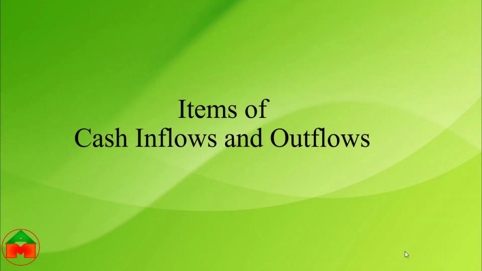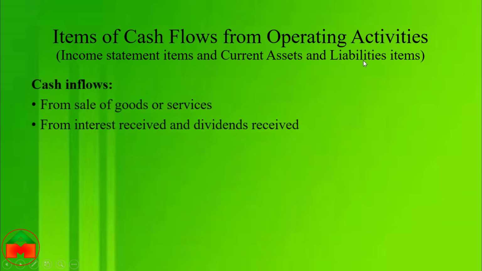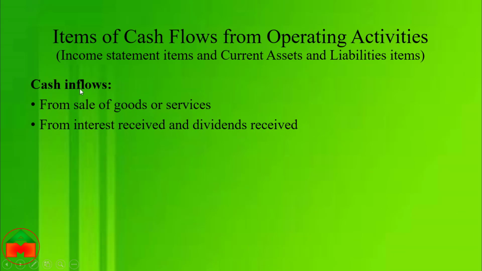Now we are going to introduce the items of cash inflows and outflows. Items of cash inflows from operating activities. In these operating activities, generally we take information from income statement items as well as current assets and liabilities items. So the examples of cash inflows under operating activities are if we sell any products or materials or goods, or if we provide services. On the other hand, other examples of cash inflows are if we receive any interest or any dividends. So these are the examples of cash inflows under operating activities.